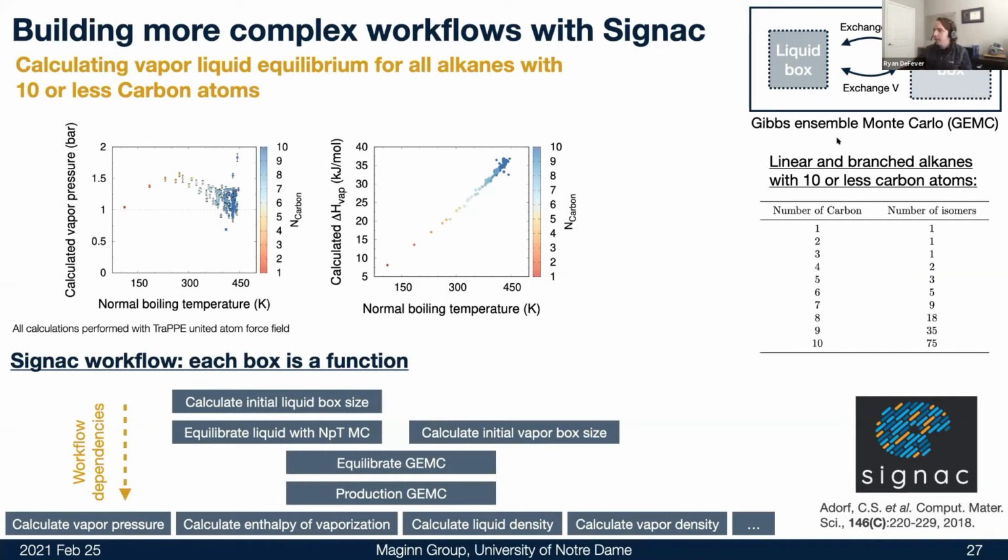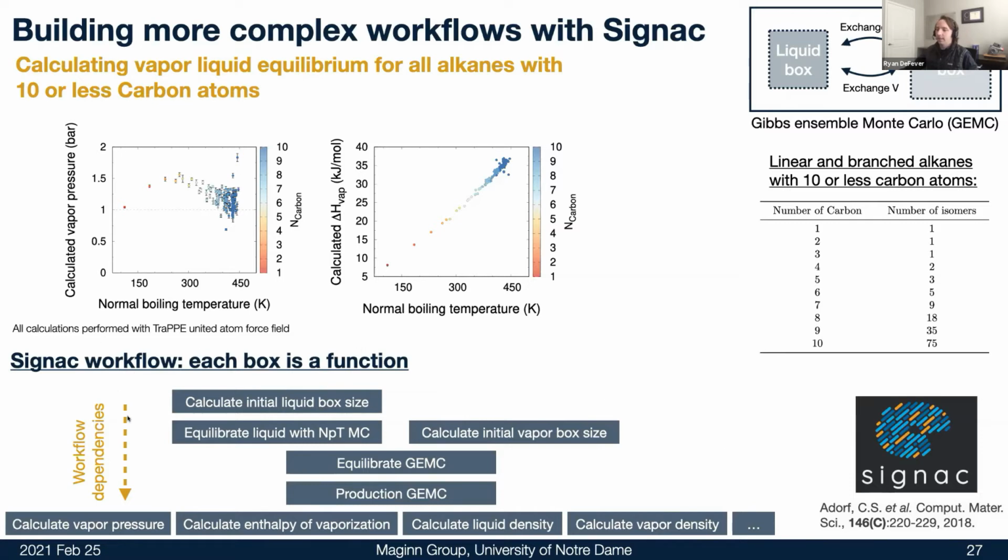So if you look at all the linear and branched alkanes with 10 or fewer carbon atoms, it comes out to 150 different molecules, because the number of isomers starts to go up really quickly as you increase the number of carbons. And so then what we're able to do is integrate MoSDeF Cassandra with Signac, which I strongly encourage everyone to look into if they're not familiar with Signac. It's a workflow management software.